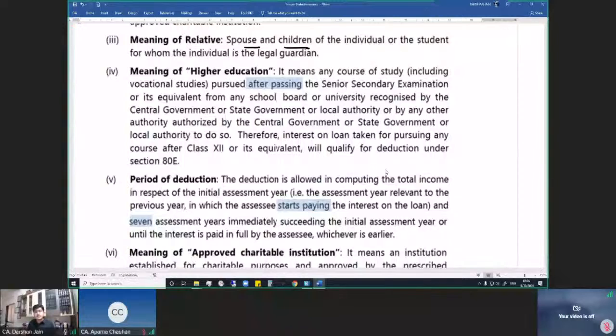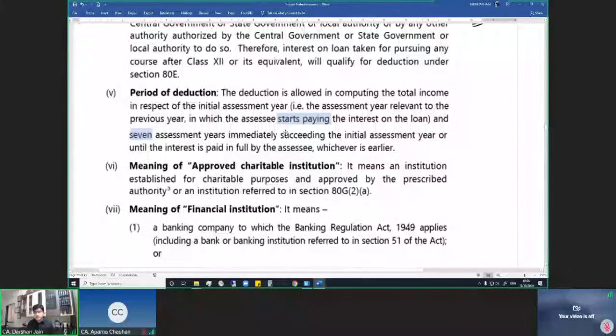Higher education would mean any education after 12th, even the CA course would fall under higher education. Anything after 12th. It is not necessary that you must be taking education only in India. You can take education anywhere across the world. The loan taken should be for higher education. That is the only condition we have got.